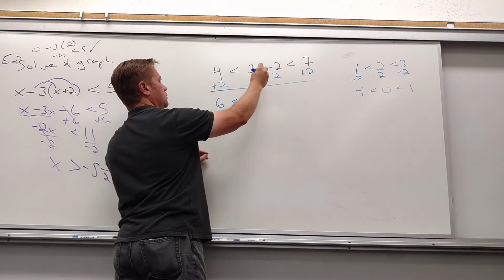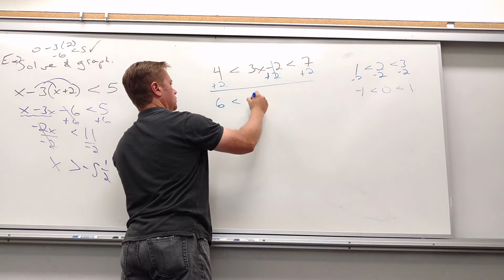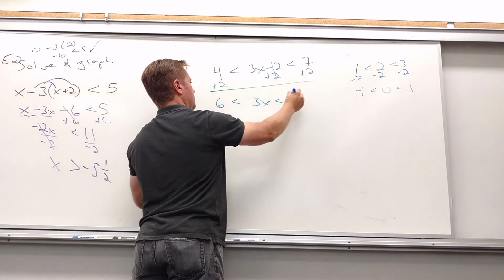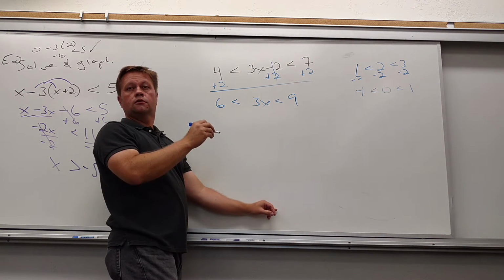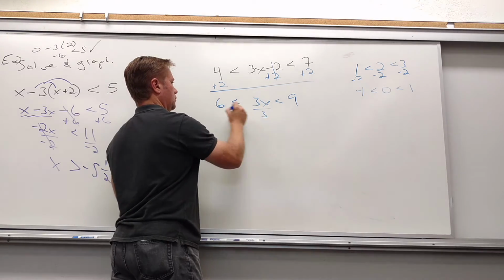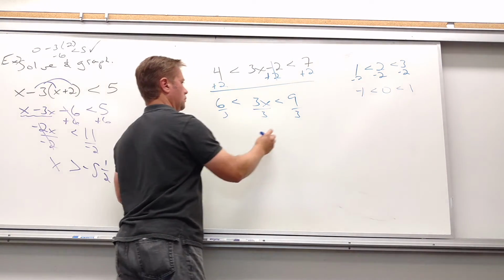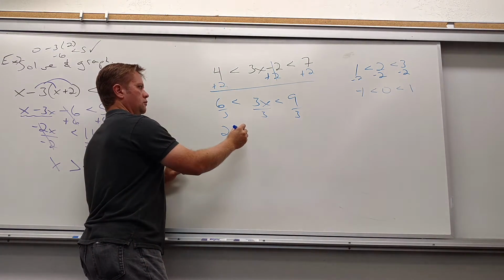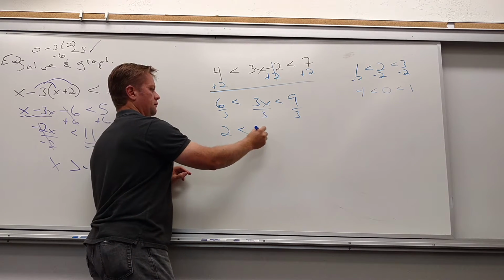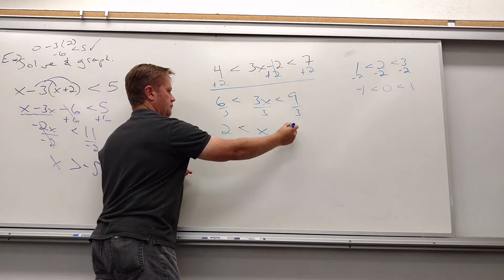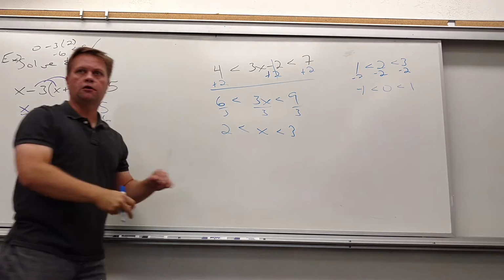So what do I get here? 6 is less than 3x, which is less than 9. Divide by 3. 2 is less than x, which is less than 3. Good. I don't flip because we didn't divide by a negative. Take a second and graph that.